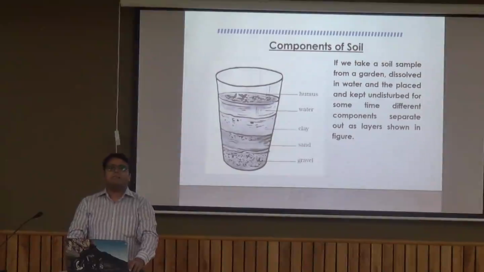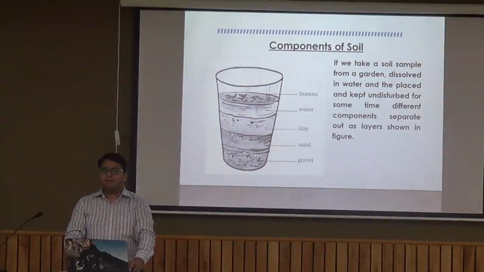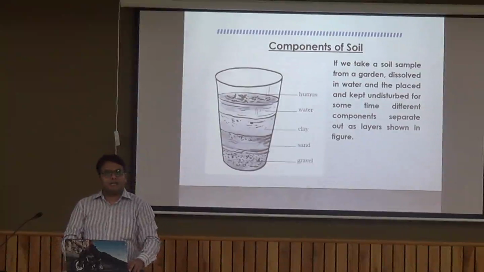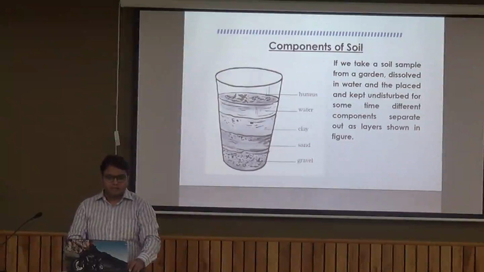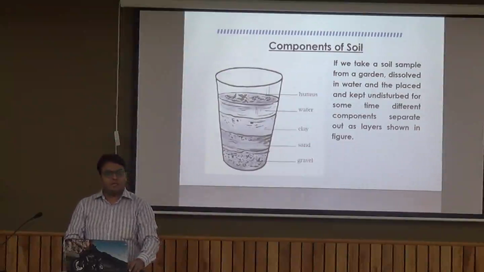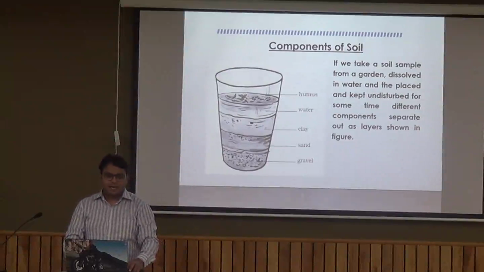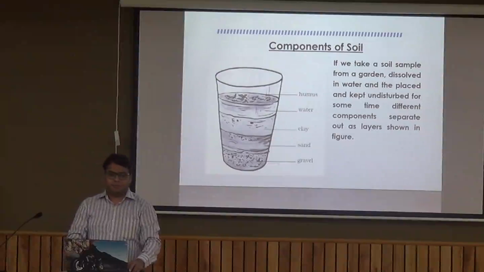We take some sample of garden soil, dissolve it in water and keep it stationary for some time. When we observe it after some time, we see that the top layer contains light matter like dead leaves. The bottom layer contains heavy matter like sand, whereas in the middle layers there are suspended impurities. This way we can observe different layers of soil. In the diagram, the layers of humus, clay, sand and gravel are easily visible.